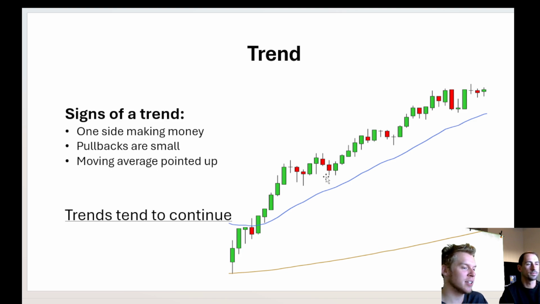And trends tend to continue. Once a trend starts, it's more likely that it's going to continue doing what it's doing. It's like a big boat in the ocean, like an oil tanker. If it's moving, no matter what they do, it's not going to stop immediately. It slowly stops and then reverses. That's what a trend does. There's momentum to it, and it continues doing what it's doing, and it takes some effort on the other side for it to actually stop.